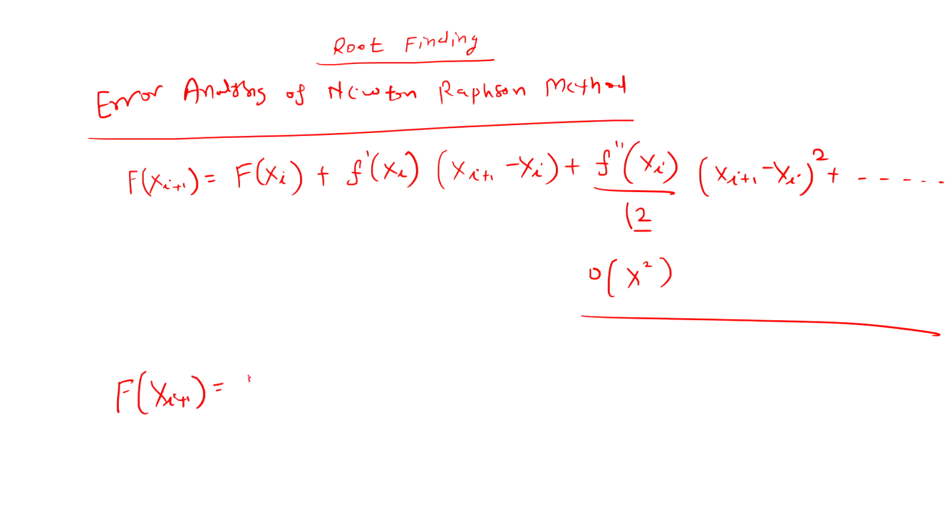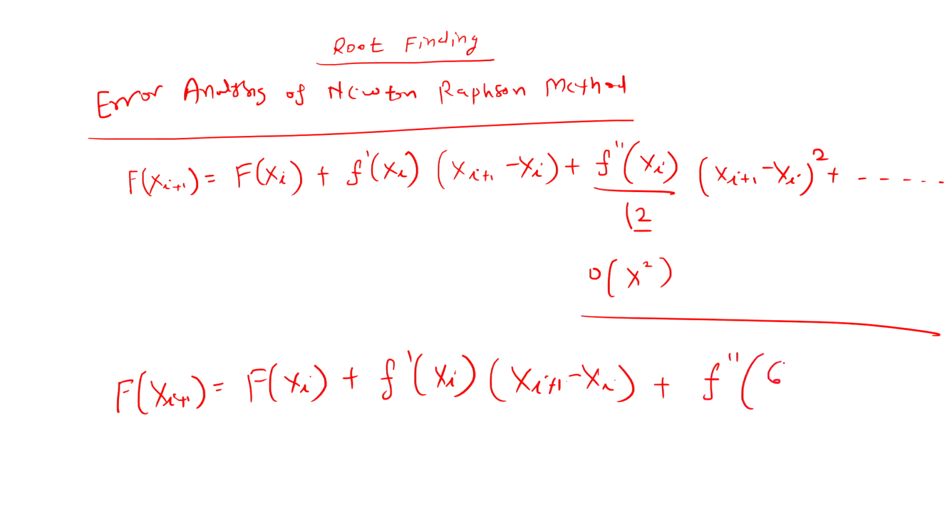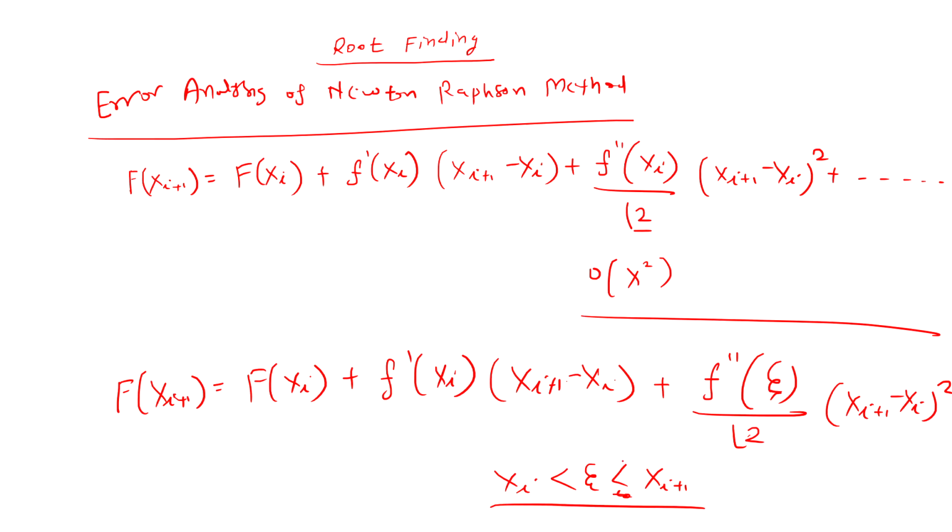f of xi plus 1 is f of xi plus f prime xi times xi plus 1 minus xi, plus f double prime chi upon factorial 2 times xi plus 1 minus xi whole square. So this is what I am approximating, where chi belongs to xi plus 1, chi is in between xi and xi plus 1. So the whole error, or I would say the terms after this term, are approximated by this.